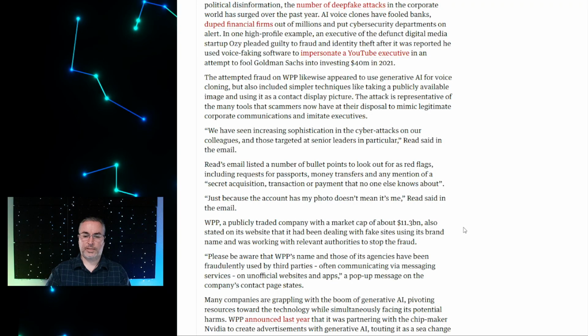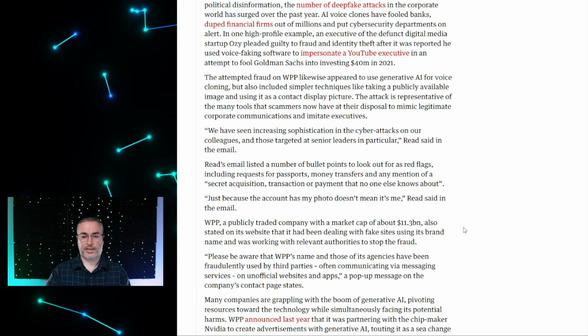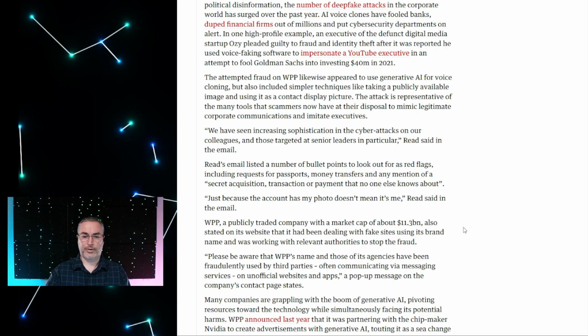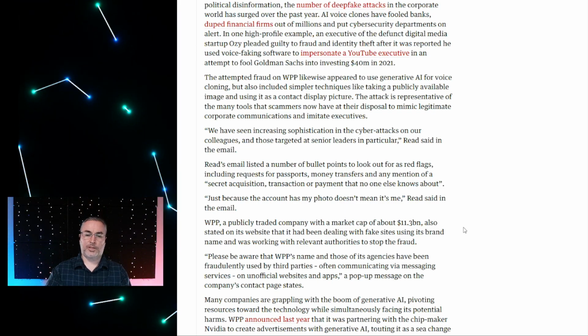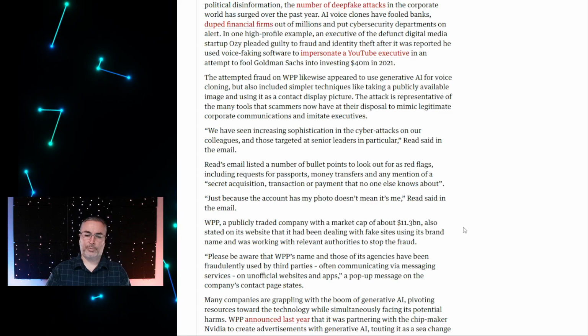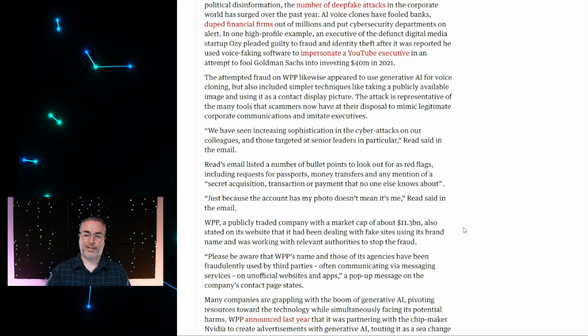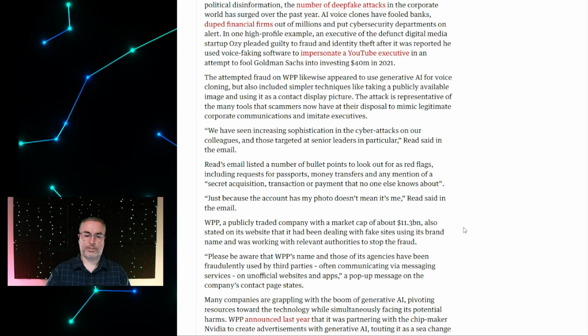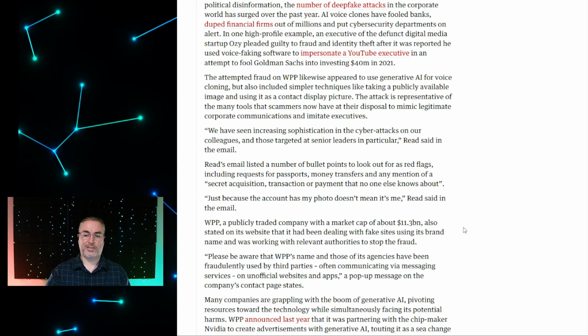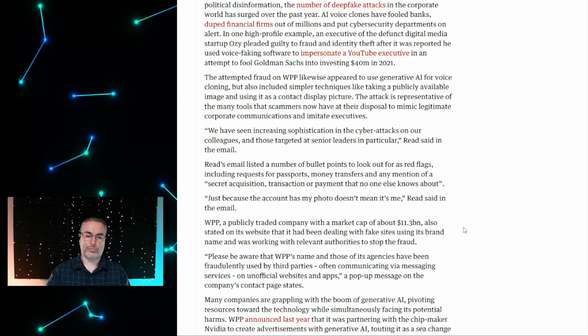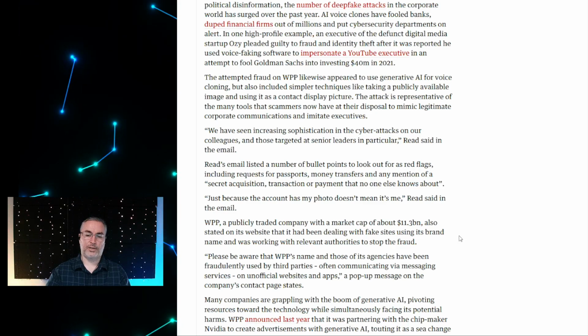So just because the account has my photo doesn't mean it's me, Ree said in the email. WPP, a publicly traded company with a market cap of about $11.3 billion, also stated on its website that it's been dealing with fake sites using its brand name and was working with relevant authorities to stop the fraud.